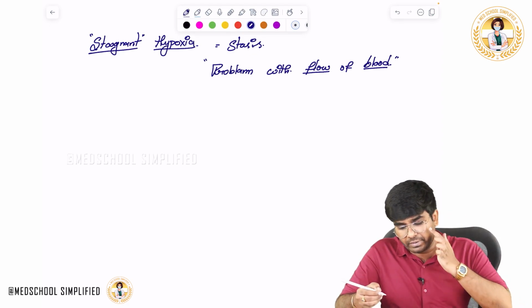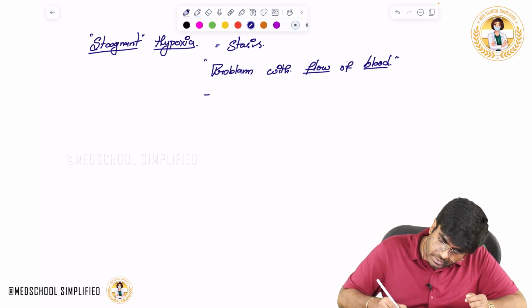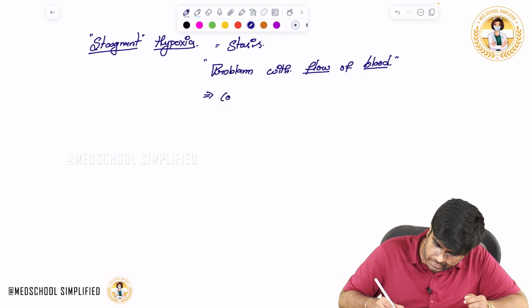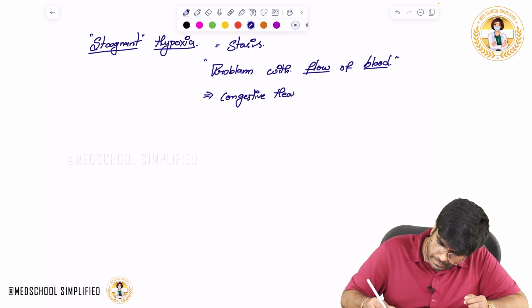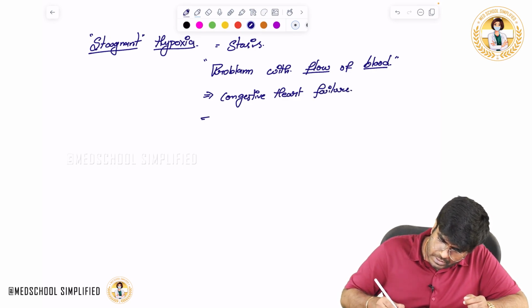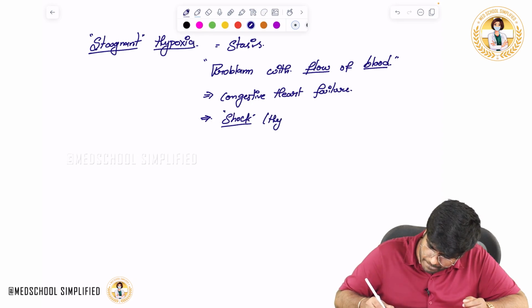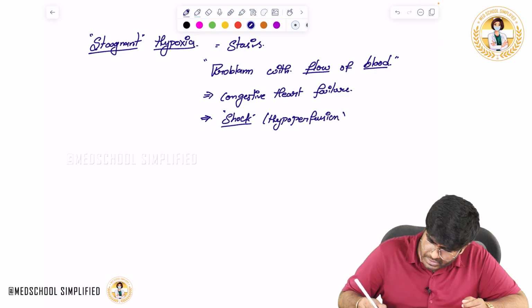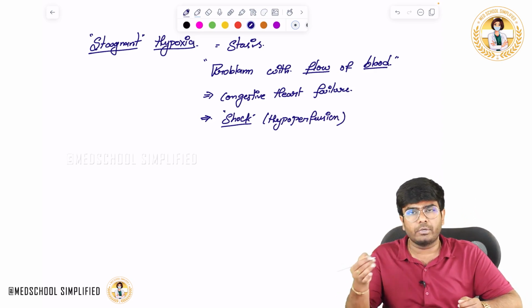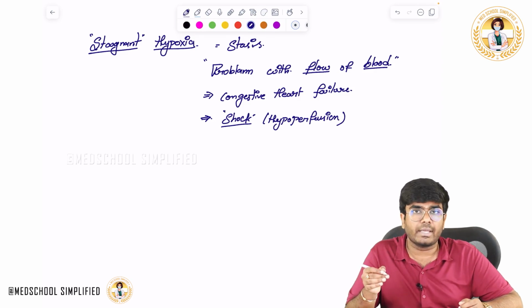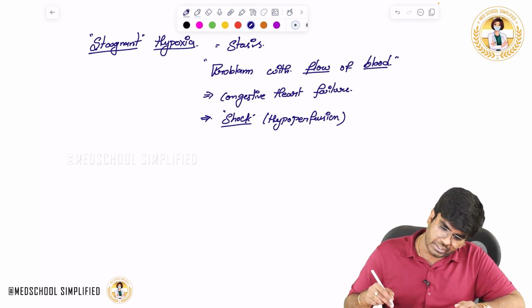Now why is there a problem with the flow of the blood? Maybe he is having a weak heart, so congestive heart failure, or he is having shock. In shock condition there will be hypoperfusion, meaning less blood is going to the tissues. Shock can lead to hypoxia, true. That's stagnant hypoxia.